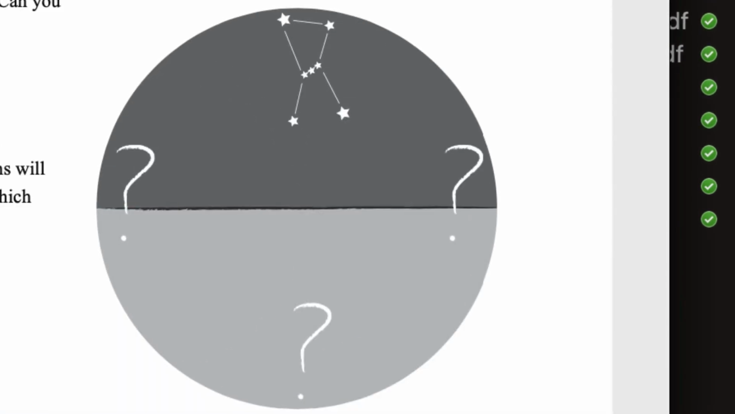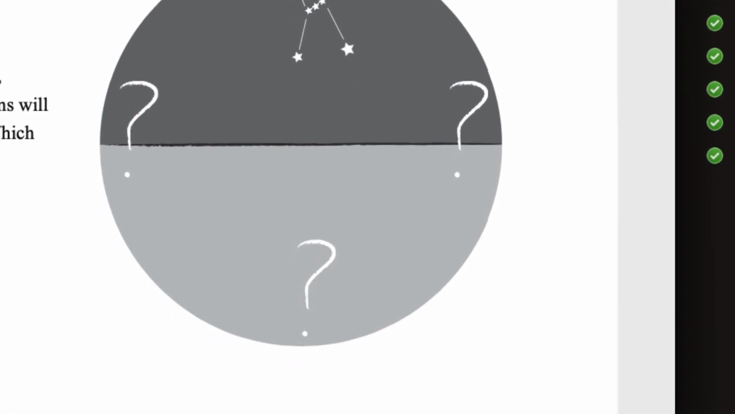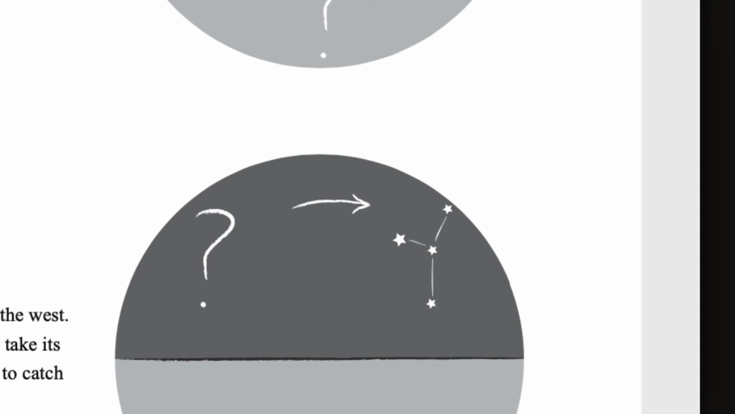So I think you should try this for yourself. If you see one constellation, do you know where the others are? Can you remember who is chasing whom? If you see Orion high in the sky, which of our guidepost constellations will be setting? Which will be rising? Which will be completely out of sight?